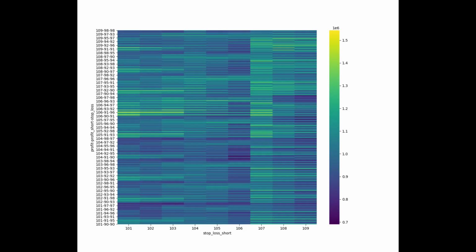Here's the heat map of the entire combinations. We are interested in the yellow zones. 107% stop loss is an interesting zone.